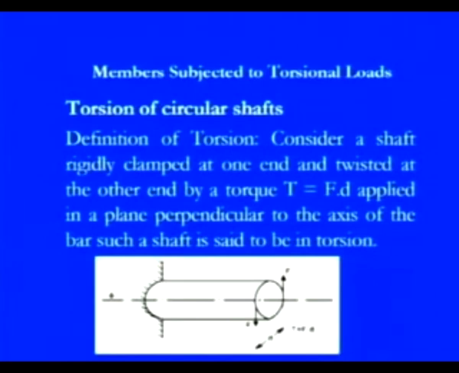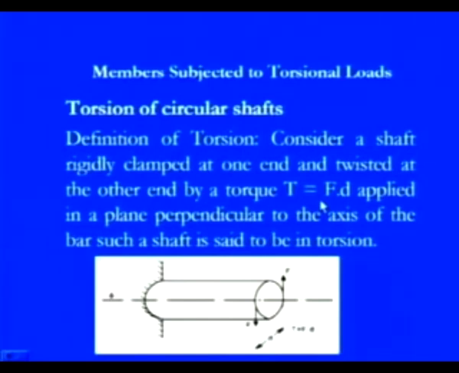So if we consider a shaft which is having a cantilever feeling and which is clamped at one end and twisted at the other end by the torque, always when we are applying a torque, there is a force at the extreme corner into the diameter. So this torque is F into D, which is applied in a plane perpendicular to the axis of a bar, such that the shaft is said to be in torsion.